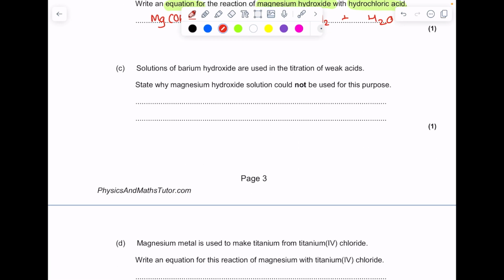Solutions of barium hydroxide are used in the titration of weak acids. State why magnesium hydroxide solution could not be used for this purpose. Again, because it's insoluble. You can't be titrating something that's insoluble.